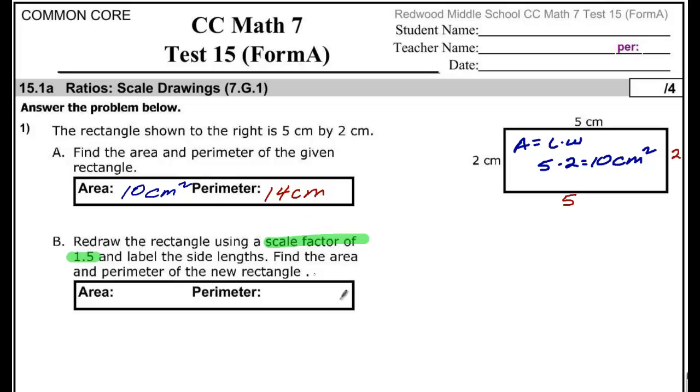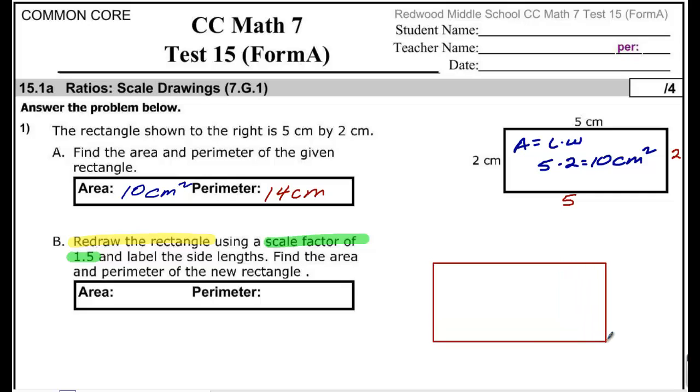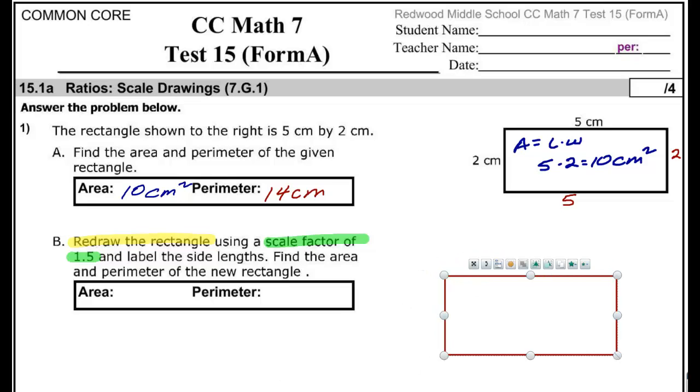Now we're ready to create the new figure, and we were asked in the instructions for part B to redraw the rectangle using that scale factor. So we need to create a new rectangle, and I fortunately have this nice rectangle tool. And I realize when you take the test you don't have this rectangle tool, and that's all right. We're not talking about a drawing class here, so if your rectangle isn't perfect, that's quite all right.